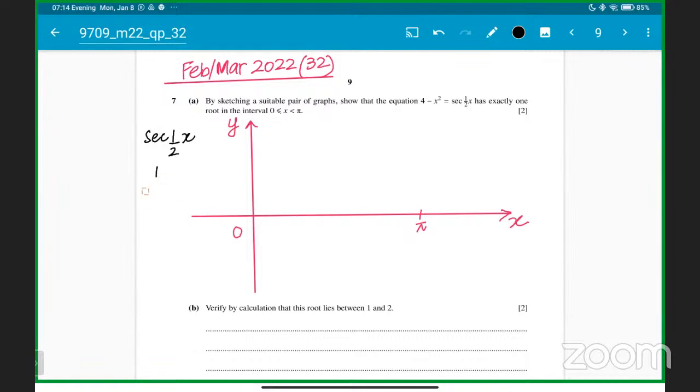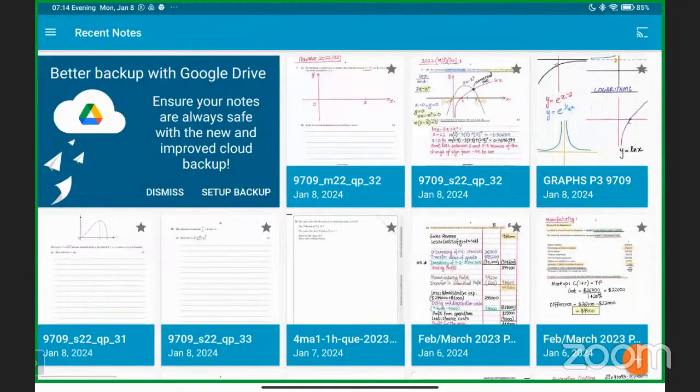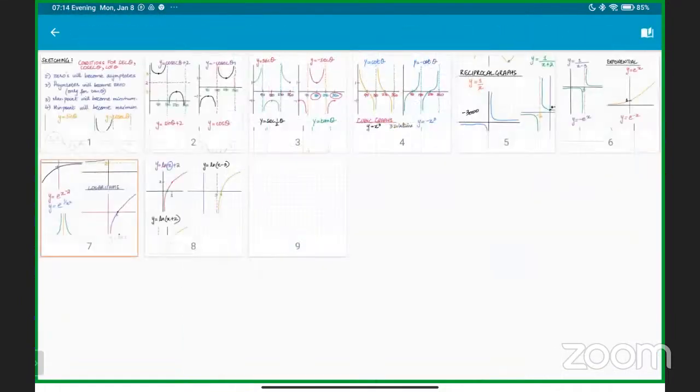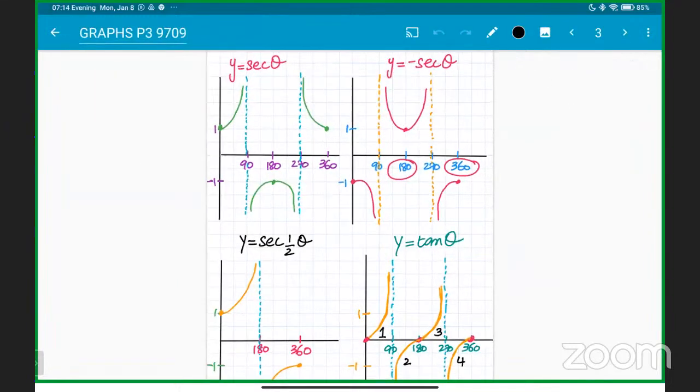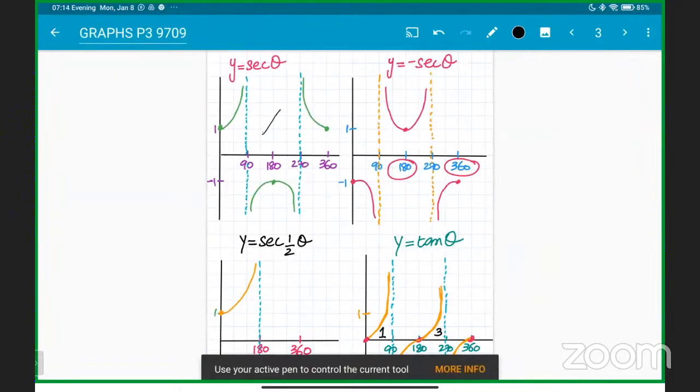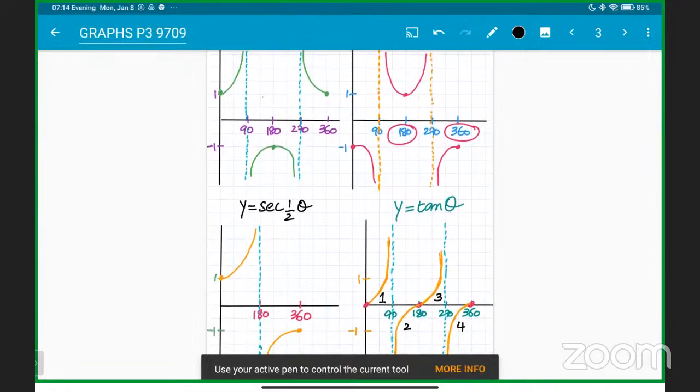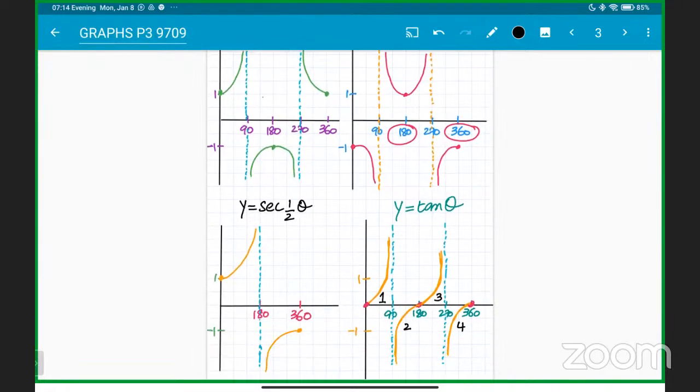So sec x is basically the reciprocal. I will be sharing this document with you. How does the sec x graph look? You can have a look at it. The sec x graph looks like this. I've already drawn it, and the sec half theta graph will look like this. If you go from 0 to pi or 0 to 180, the first point will be at 0 comma 1: when x is 0, y will be 1, and it will be like an asymptote at pi.